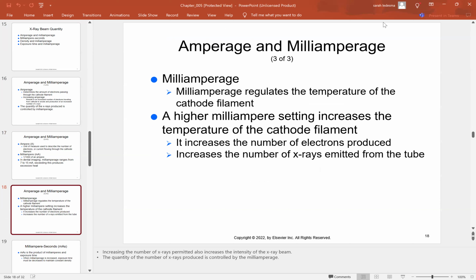Milliamperage regulates the temperature of the cathode filament. A higher milliamperage setting increases the temperature of the cathode filament. It increases the number of electrons produced and increases the number of X-rays emitted from the tube.